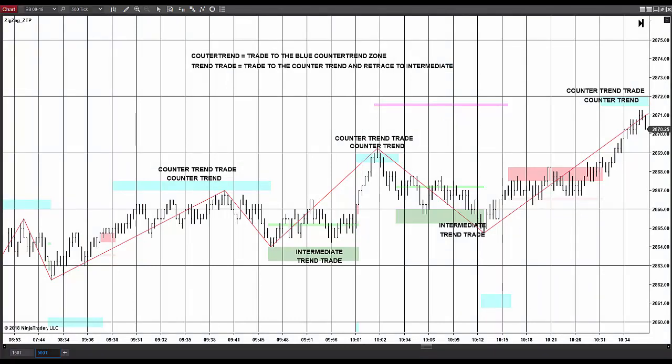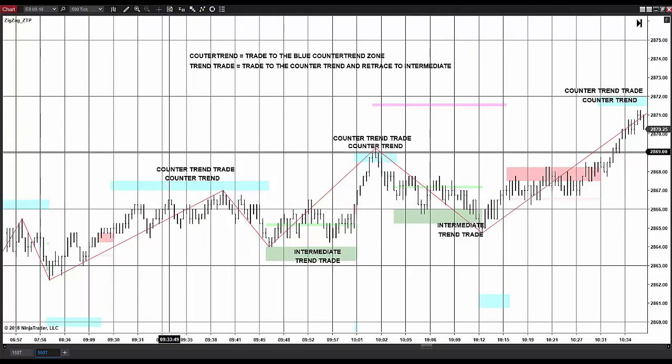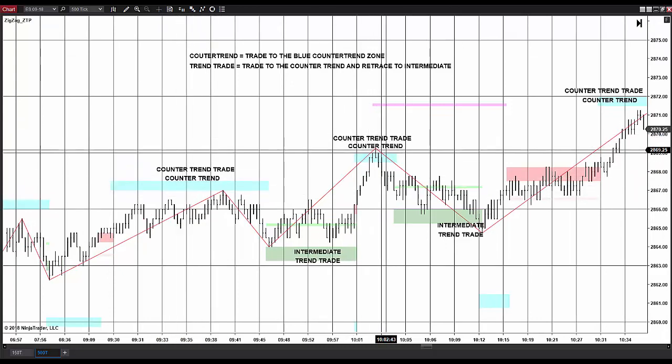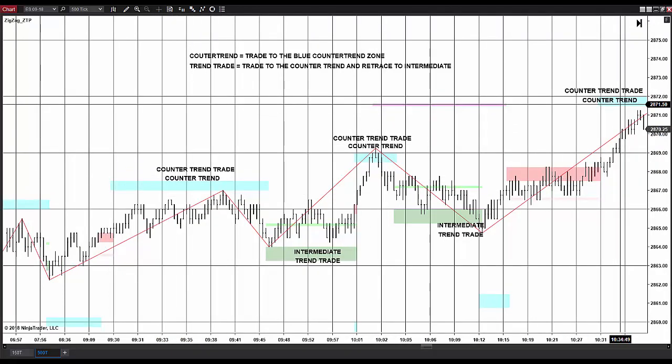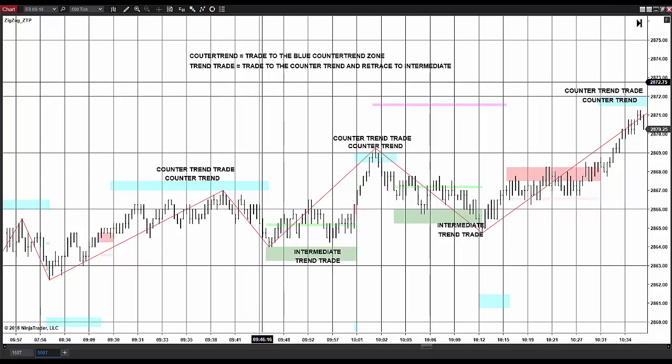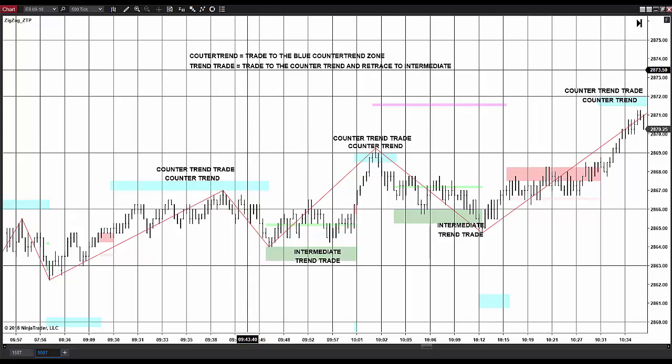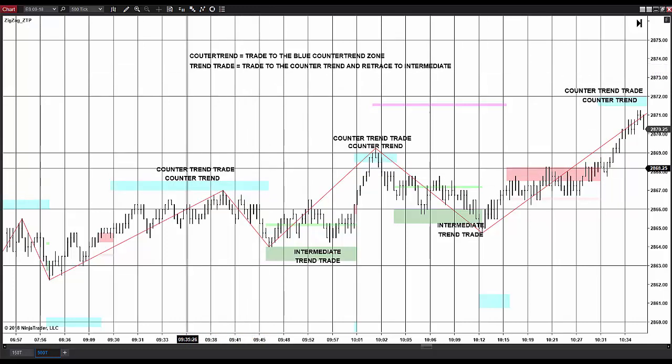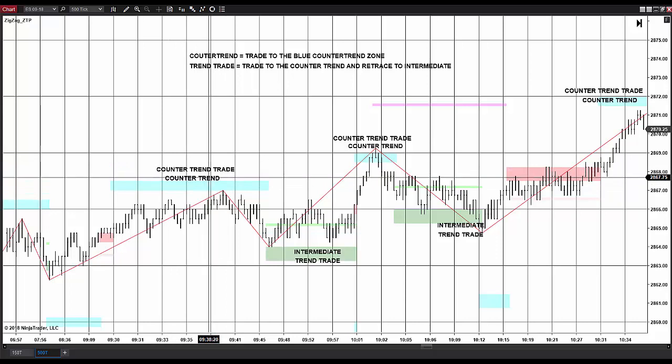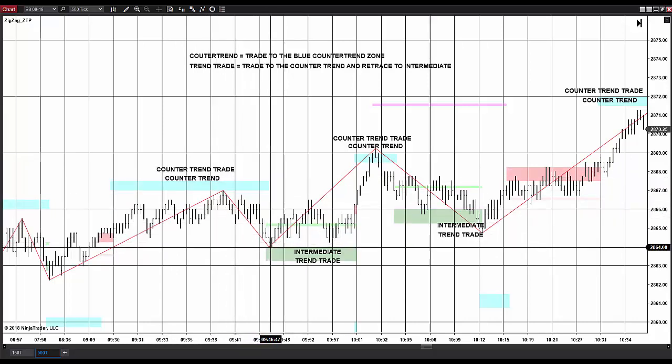The first 2 patterns are the most simplest patterns, and those are the counter trend and trend trade patterns. In a counter trend pattern, all we are doing is we are trading to the counter trend zone itself, here, here, and here, and then looking for an order flow pattern. In a trend trade, what we are going to want to see is that we first trade to a counter trend zone here, and then we retrace back to intermediate.